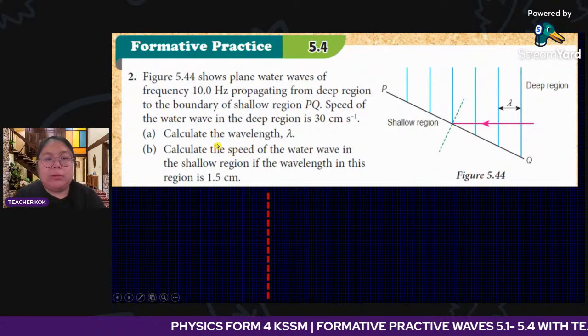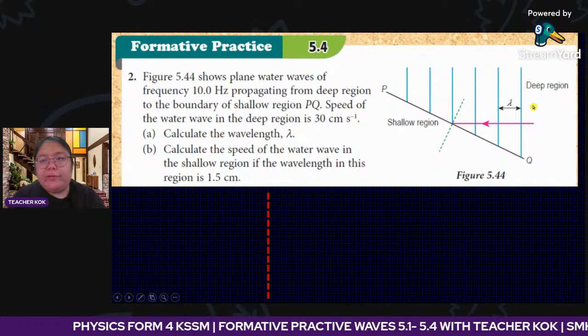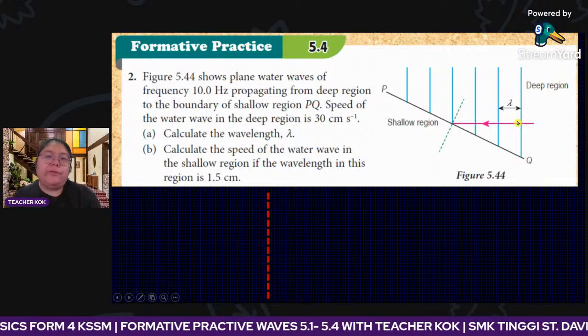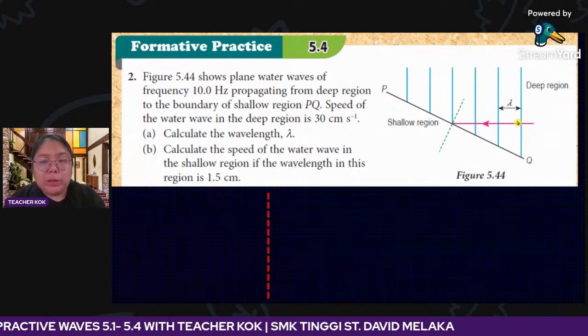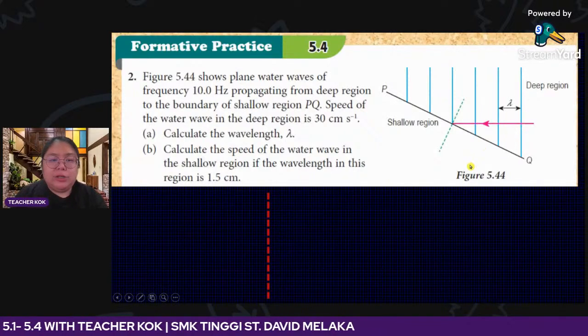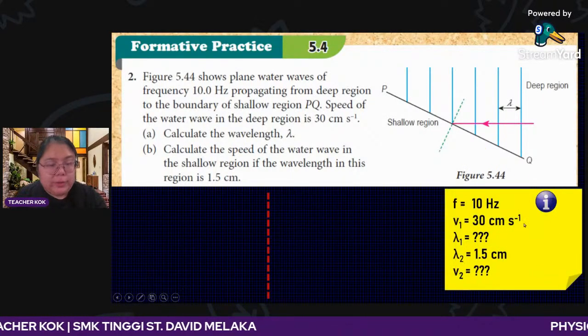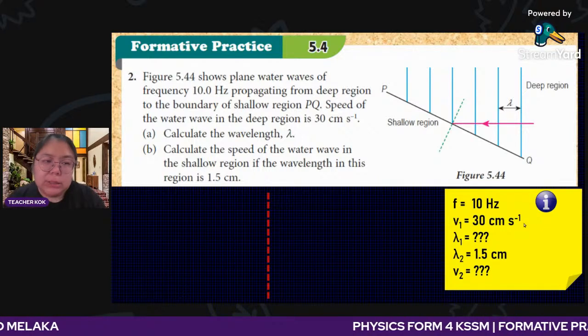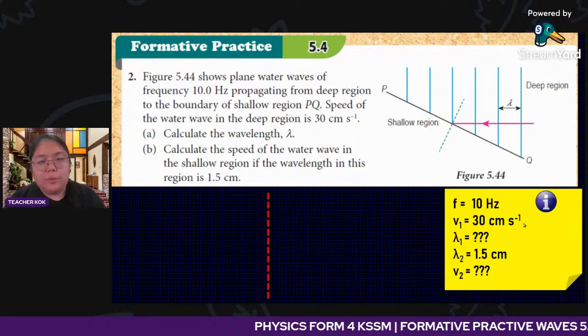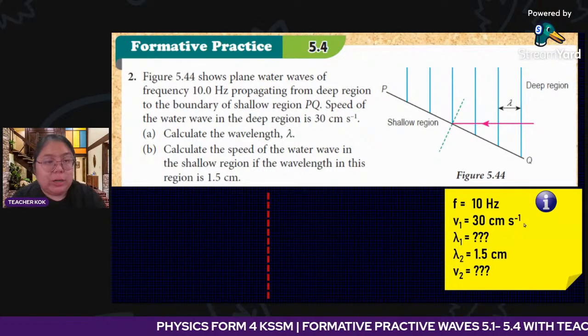So you need to calculate the wavelength. Okay, wavelength for the deep region. The formula we are using is v equals f lambda, when you want to find the lambda. So we first apply the info. Remember, students, the info is very important. You need to jot down all the info before you start the calculations.